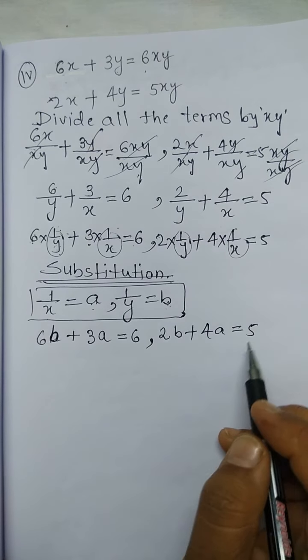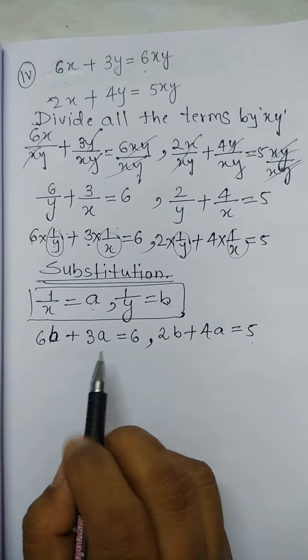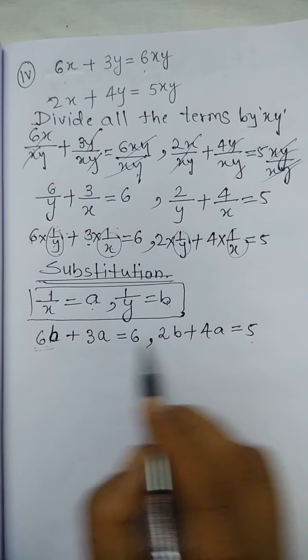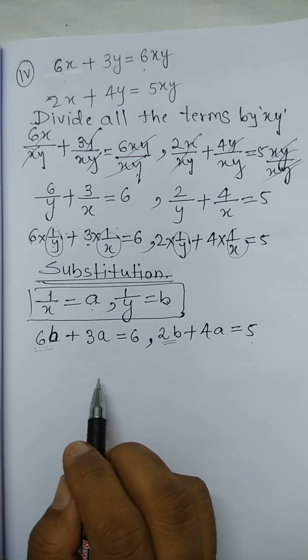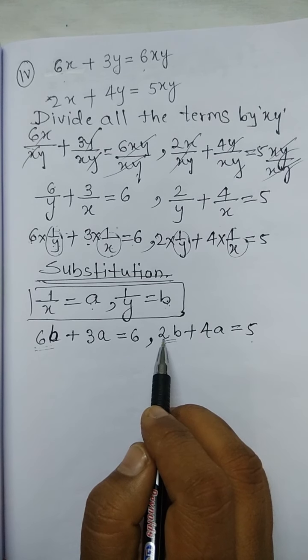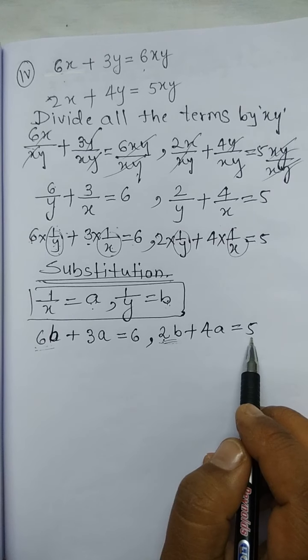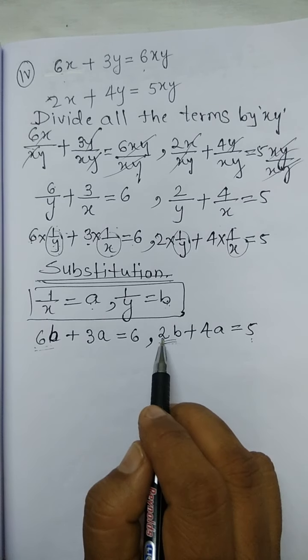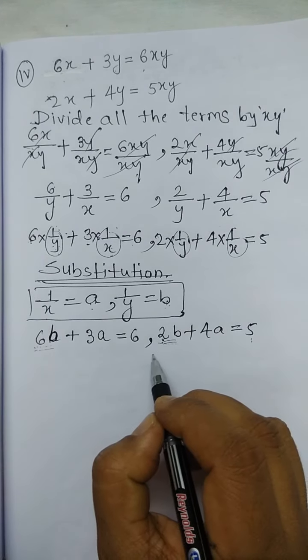Now follow the elimination method. How to follow the elimination method? Here it is 6b, here it is 2b. How to make these coefficients equal? 2 3s are 6, right? So if we multiply this all by 3, we will get here 6. So let us multiply this.